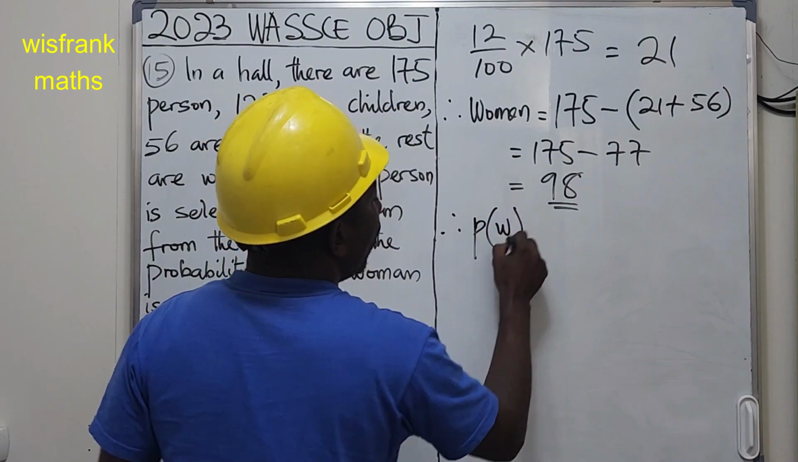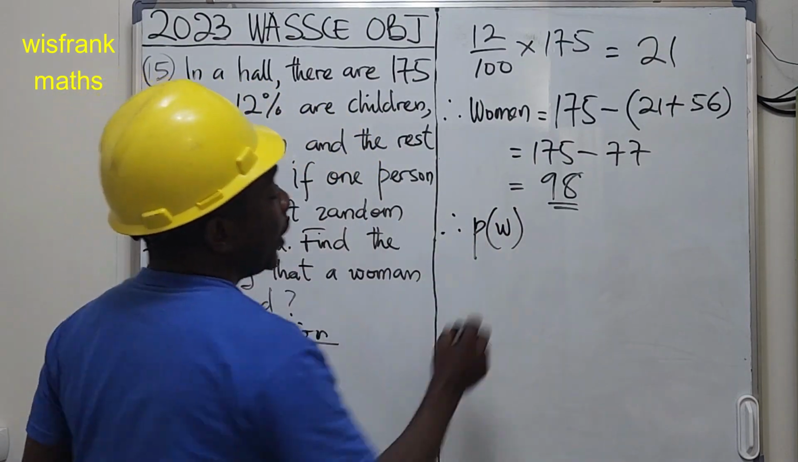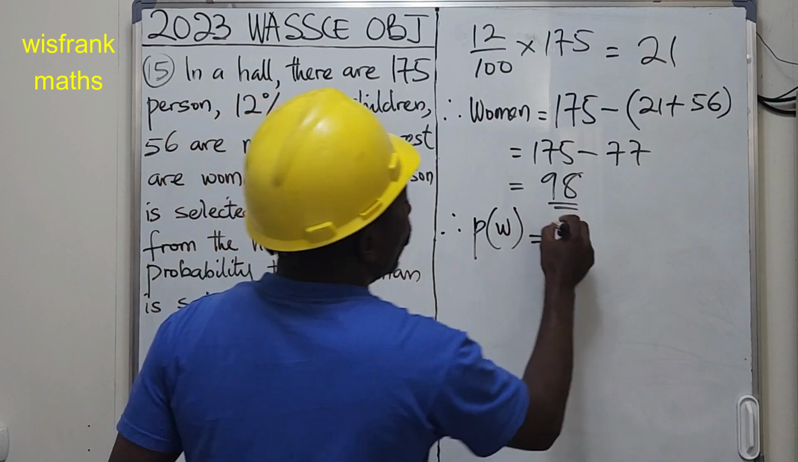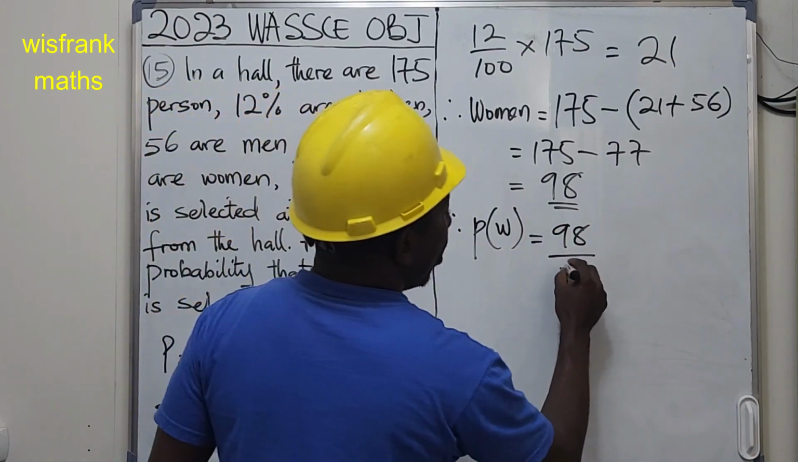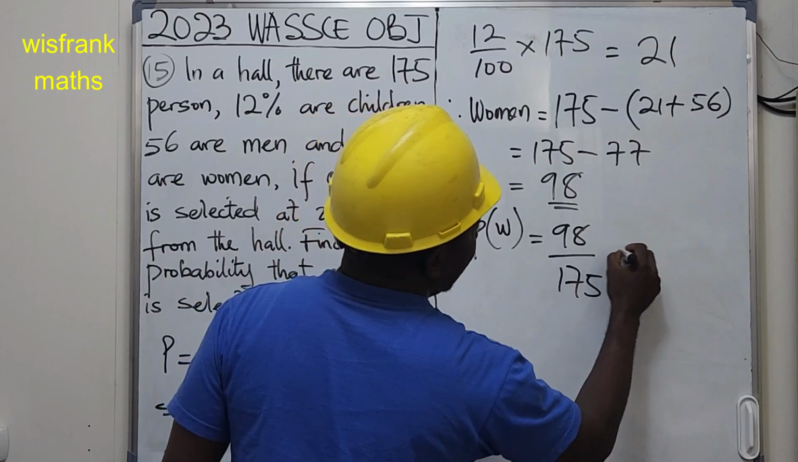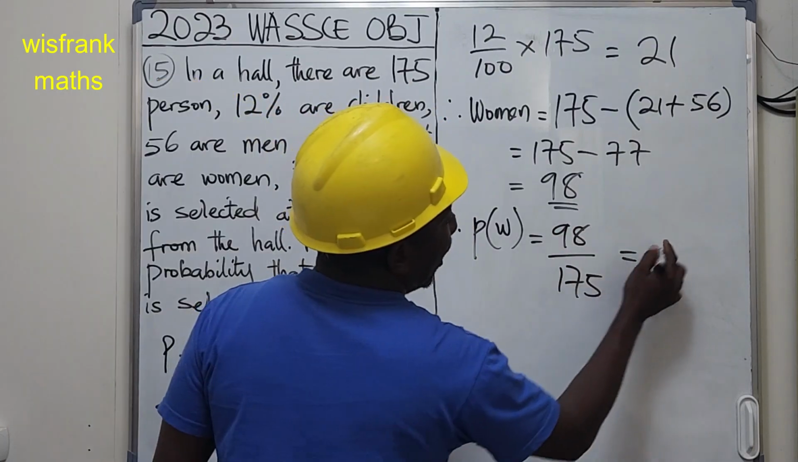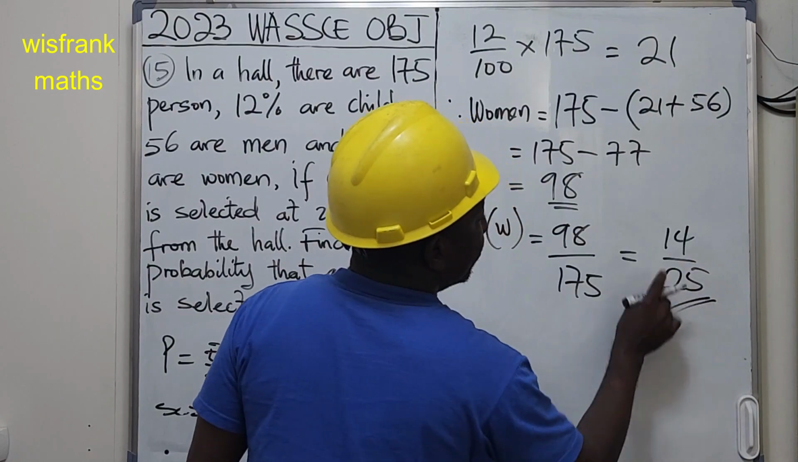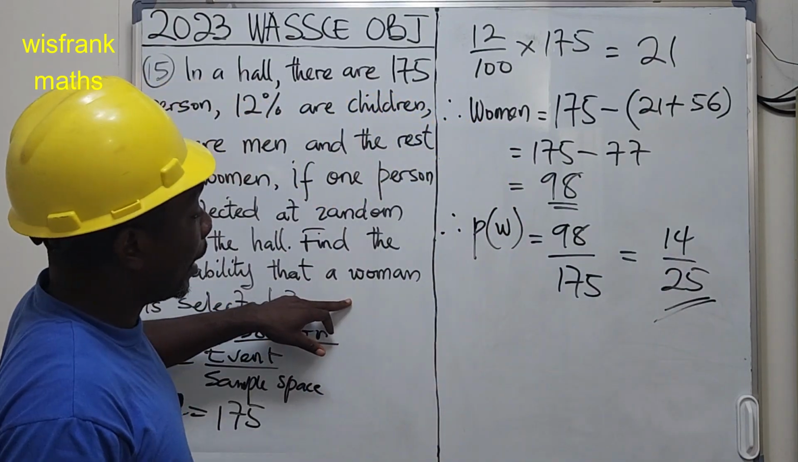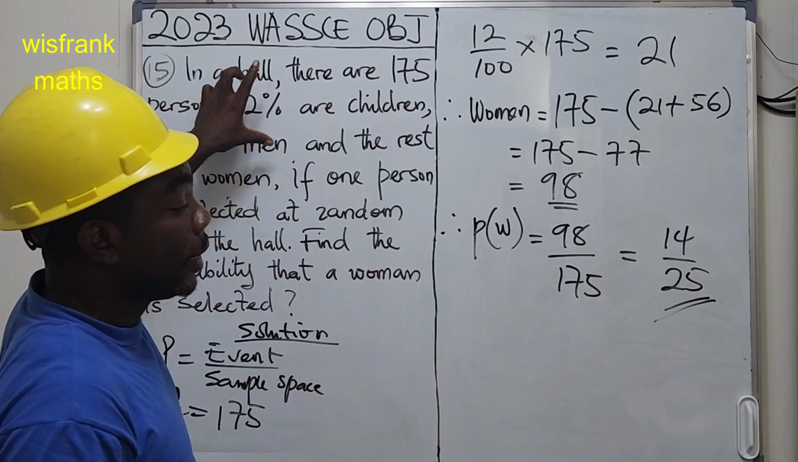The probability of selecting a woman is going to be the event, which is 98, over the sample space, which is 175. When you calculate this and cancel, you are going to have 14 over 25. So this is the probability that a woman is selected in this question.